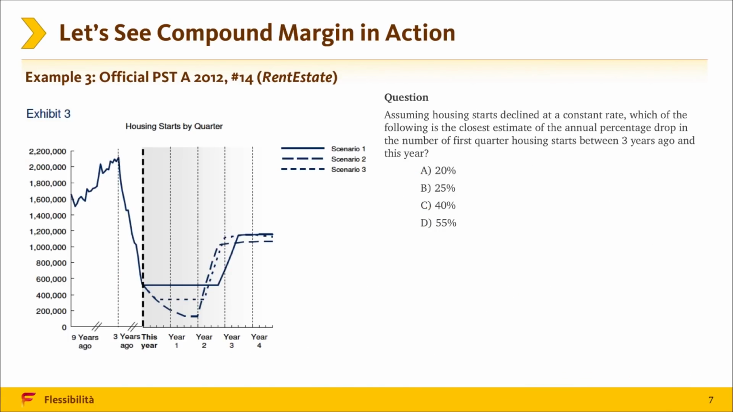Now here's another interesting example from an official PST practice test. Again, pause the video and try to solve the question on your own. Assuming housing starts declined at a constant rate, which of the following is the closest estimate of the annual percentage drop in the number of first quarter housing starts between 3 years ago and this year? So the value for 3 years ago was this number, 2,150,000. This year the value is here. The value is about 500,000.